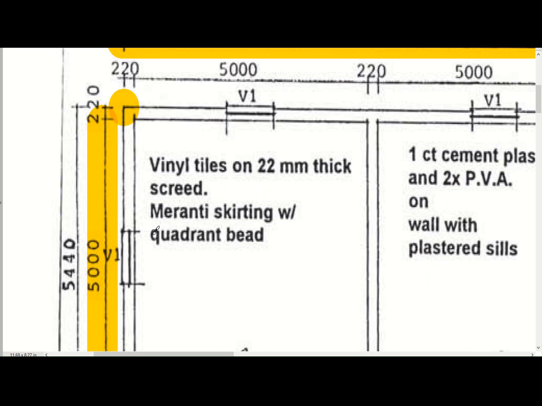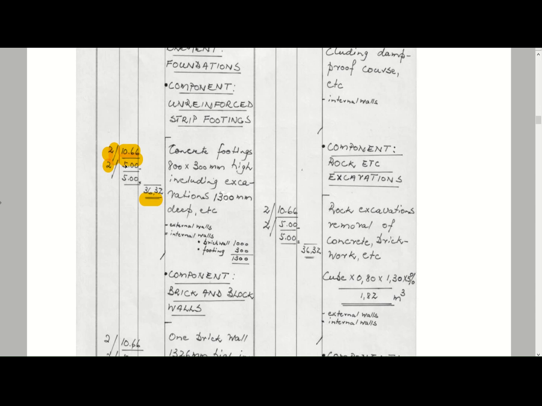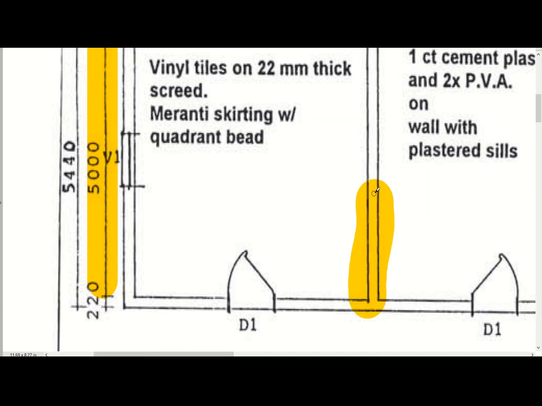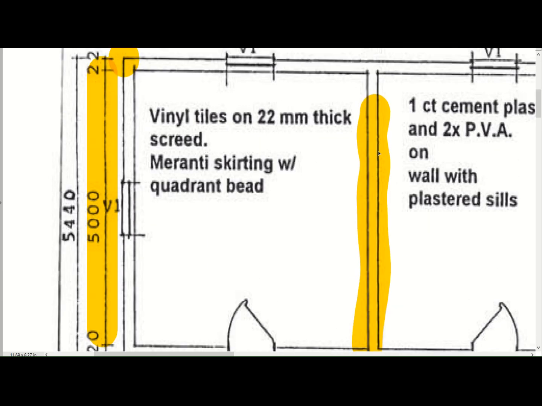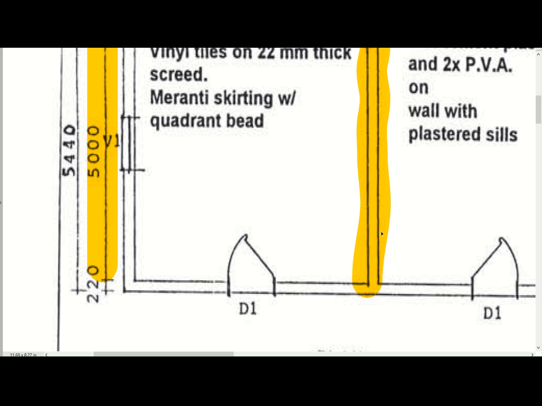Okay, good. So that's your second dimension, the 5 meters there. And then you've got an additional 5 meters there. The additional 5 meters is just the internal wall. If we go here, it's basically this wall here. So it's that length there. So that is your excavations that you're going to have.